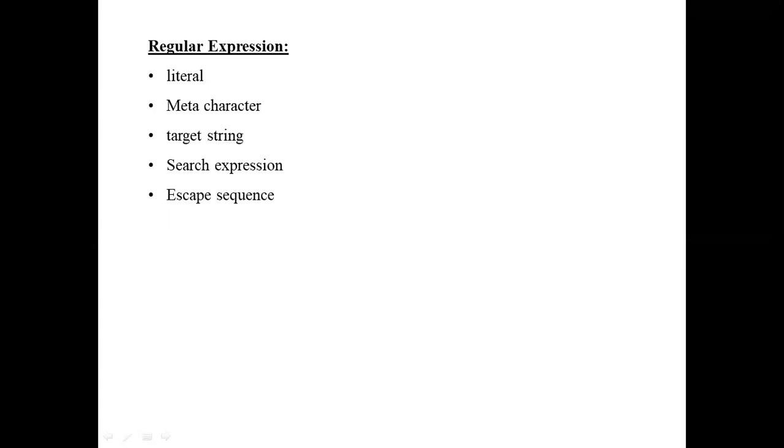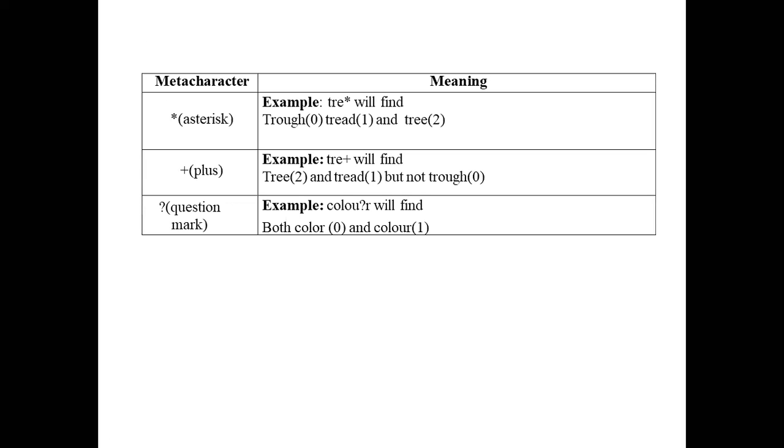Okay, next we see the different metacharacters and their meaning. Metacharacters are special characters that have a unique meaning. So the first one here, asterisk. Asterisk matches the preceding character 0 or more times.